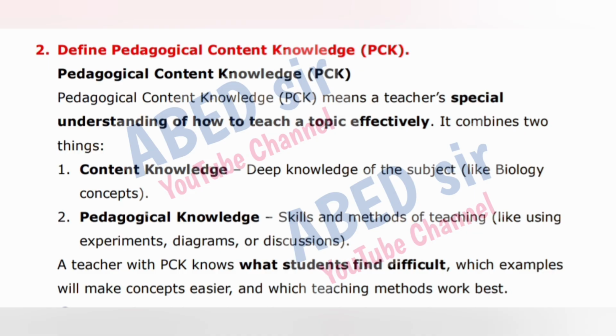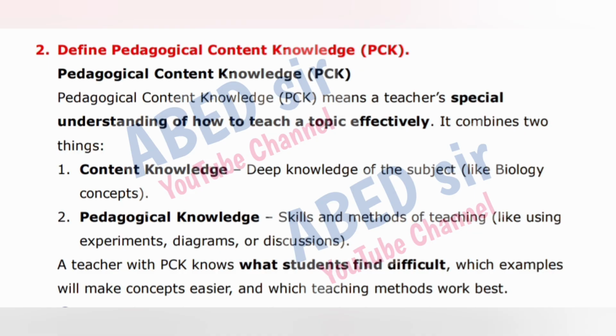Pedagogical content knowledge, PCK, means a teacher's special understanding of how to teach a topic effectively. It combines two things. 1. Content knowledge, deep knowledge of the subject, like biology concepts. 2. Pedagogical knowledge, skills and methods of teaching, like using experiments, diagrams, or discussions.